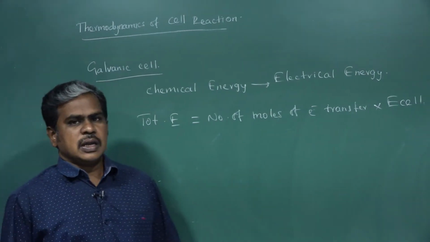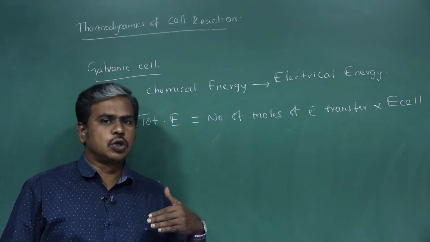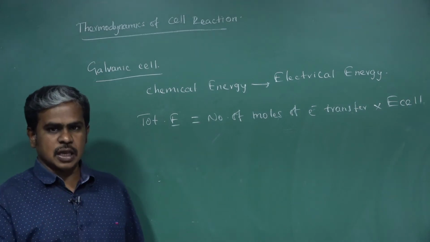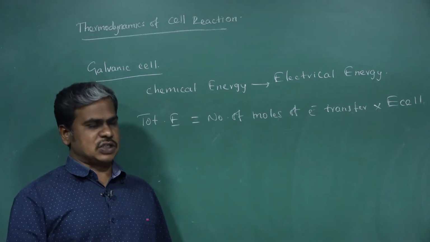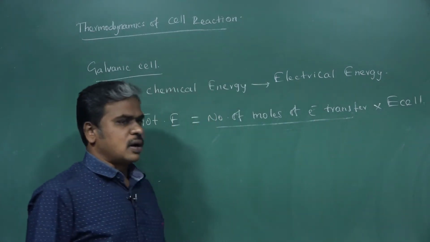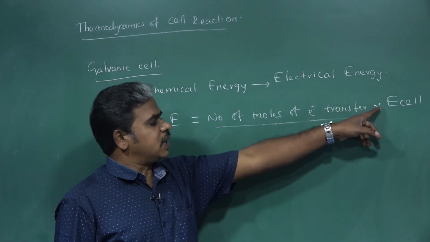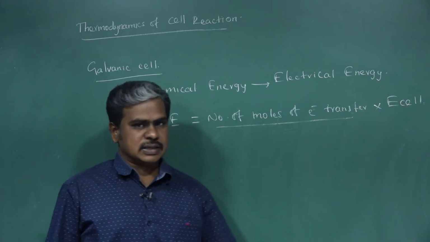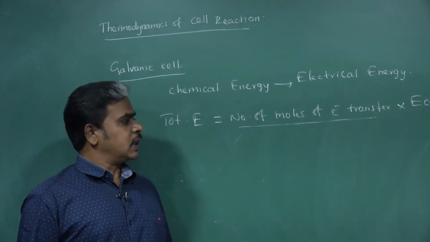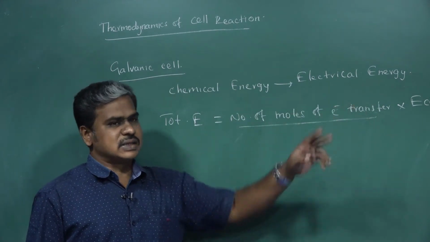So, in a galvanic cell what will happen? The electron is transferred from anode to cathode. If it is a zinc and copper couple, the electron is transferred from zinc to copper. The number of moles of electrons transferred is nothing but charge transfer, which is multiplied with E cell. So, we may define the total energy of a galvanic cell as the charge of electrons and E cell.